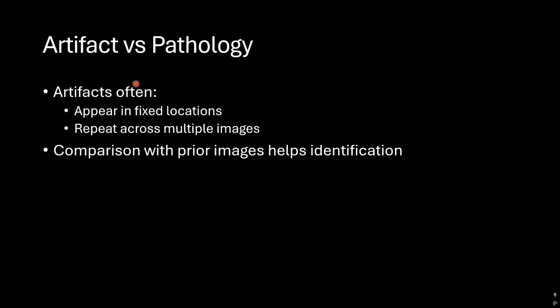So let's compare artifact versus pathology. If we see something unusual, how can we differentiate whether it's artifact or pathology? Artifacts often appear in fixed locations, as I mentioned before, and they appear across multiple images. So even if we expose many times, we will see it in the same location and with the same appearance, unlike pathology, where if we expose a patient with a certain pathology, it will not appear on the next patient or on the next area of interest.